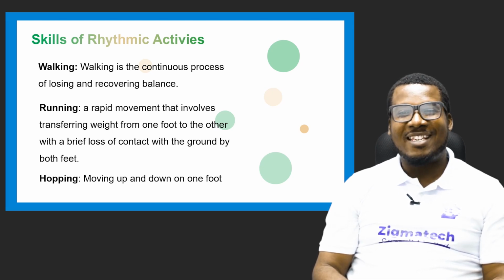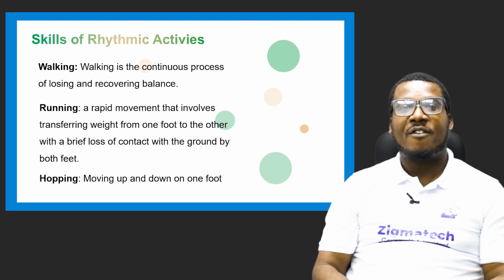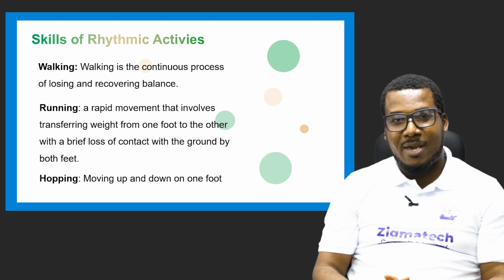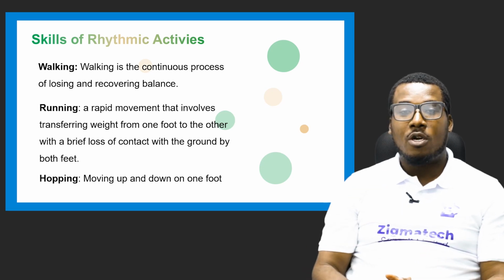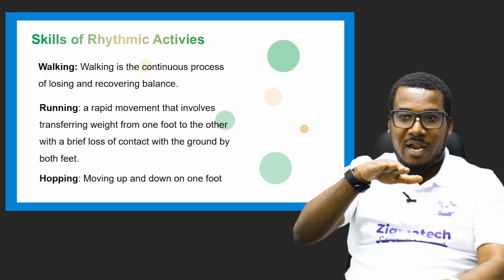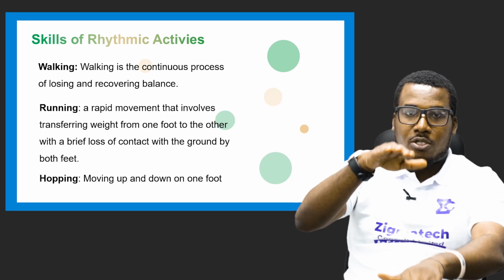Every time it wants to display for the female, for example, it's mostly the male. They tend to raise one leg up and start hopping. So when you hop, one leg is up, one leg is down.